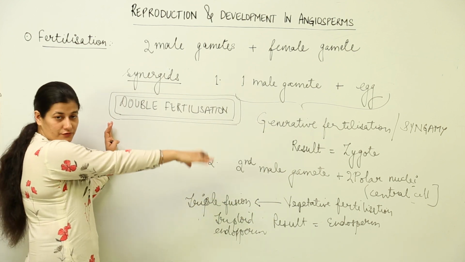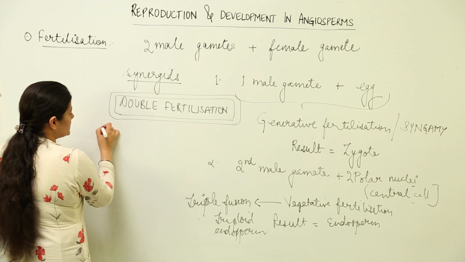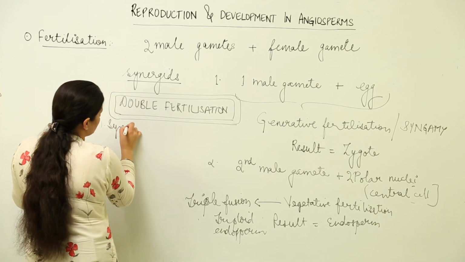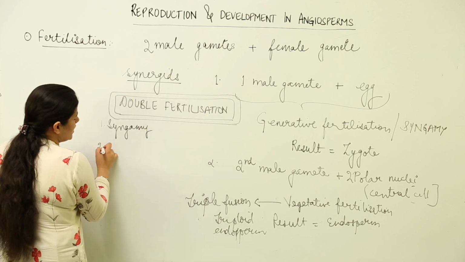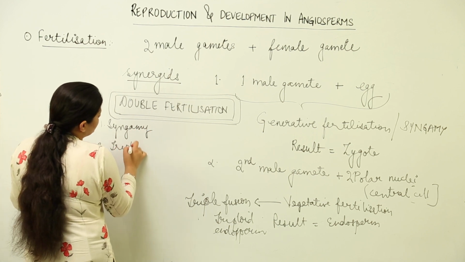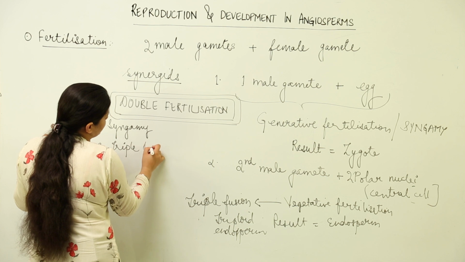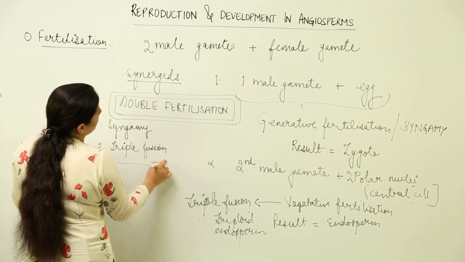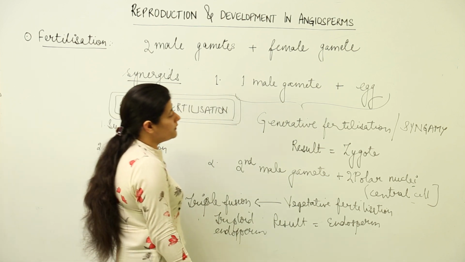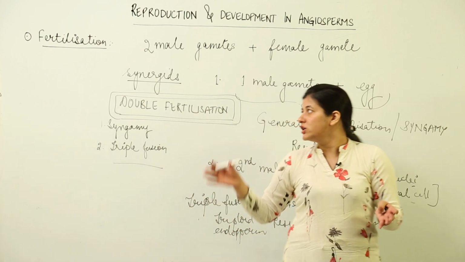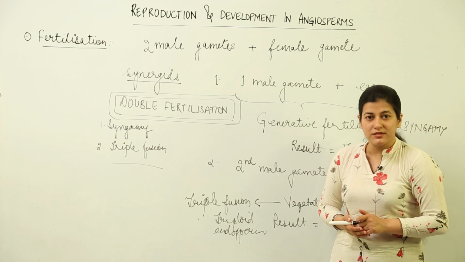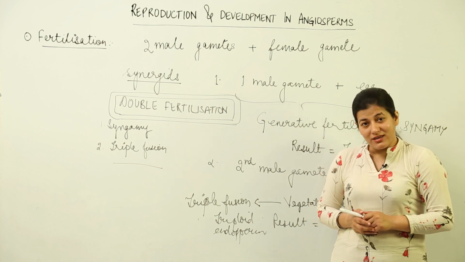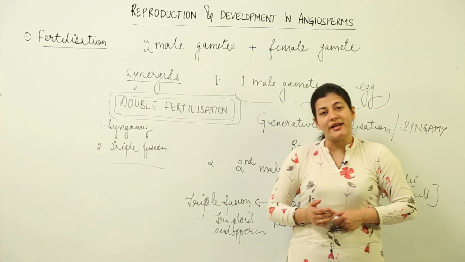Now, what are the respective fertilization events? The first one is syngamy, that is also fertilization. So, we have one fertilization. What is the second one? That is triple fusion. So, we have double fertilization that takes place in the angiosperms. So, this is all about the fertilization that takes place in the angiosperms when two gametes, both male and female, come in contact with each other.